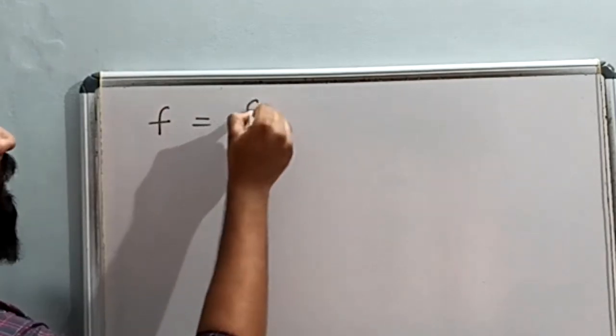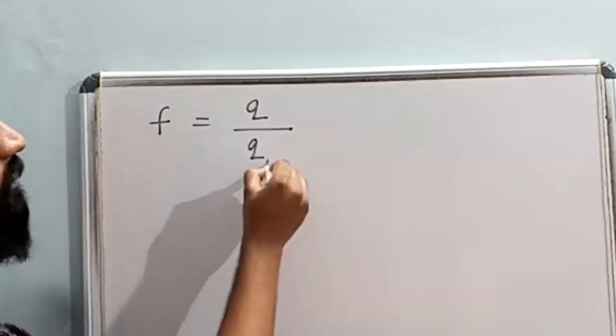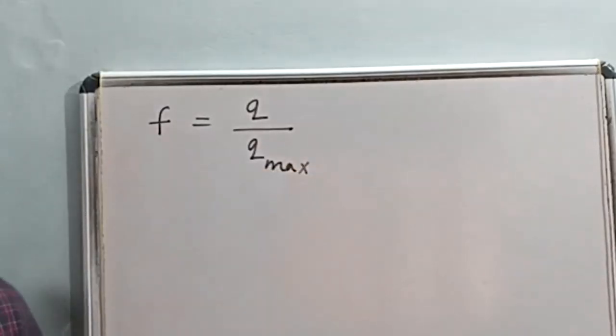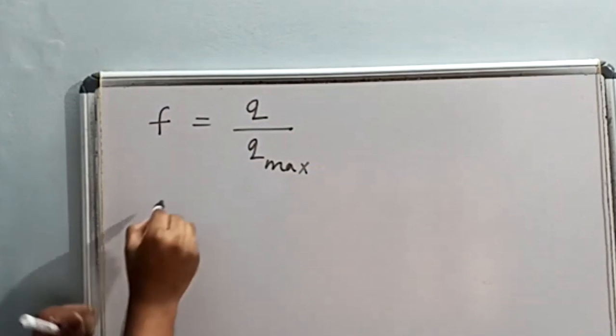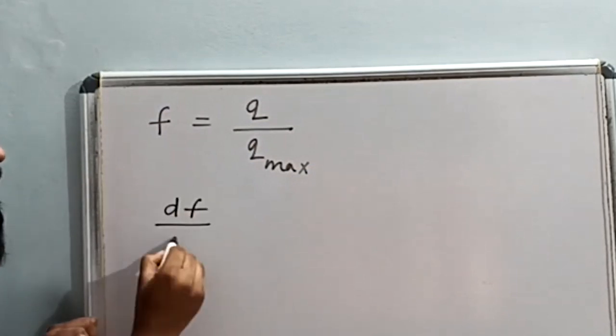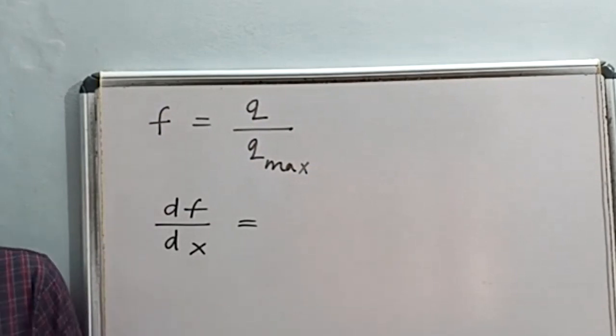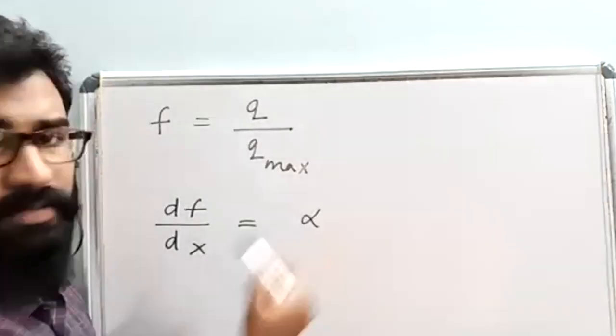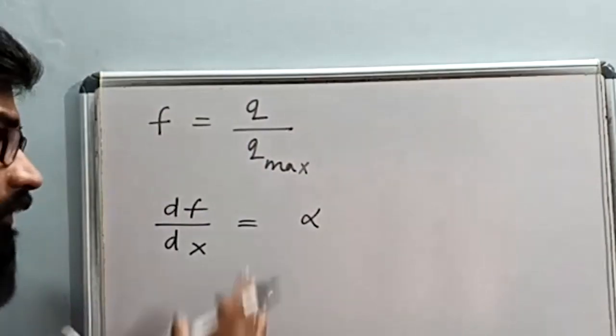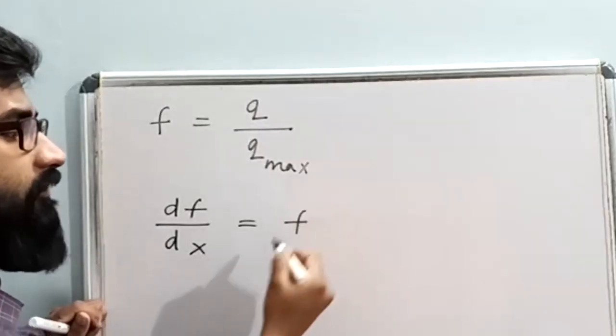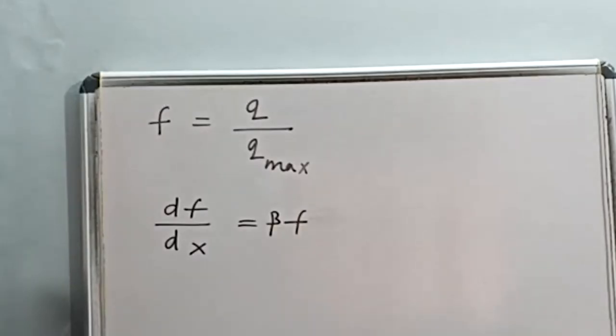If you see, you have to remember only this: F is equal to Q divided by Q max. And you have only one equation, dF by dx. According to dF by dx, they are going to write a different equation. If it is alpha, that is, if it is constant, it is a linear valve. If we are able to write it as beta into F, it will be an equal percentage valve.